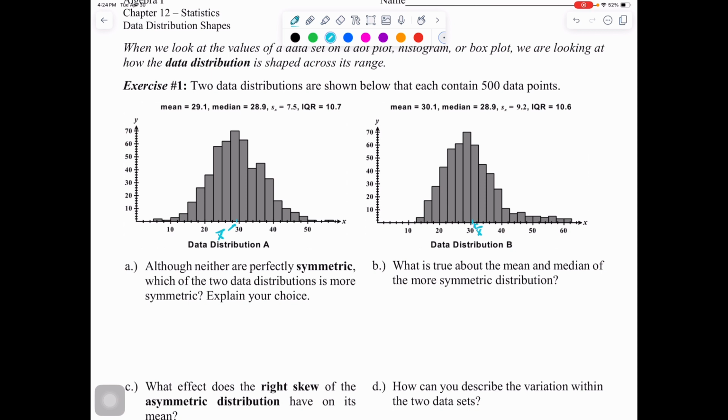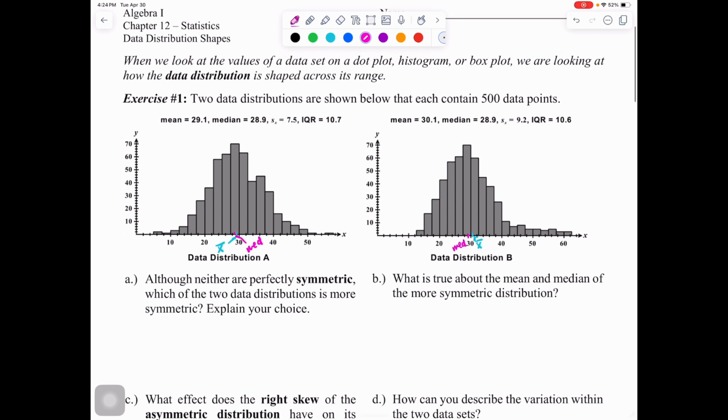And then we'll do the median as well. So the median for the first one, data distribution A, is a little less than that, which is 28.9. And then over here, you have a median of 28.9. Okay, so I want to mark those. And then we'll start looking through the questions and take a look at what we're talking about with the shape of the data distribution.